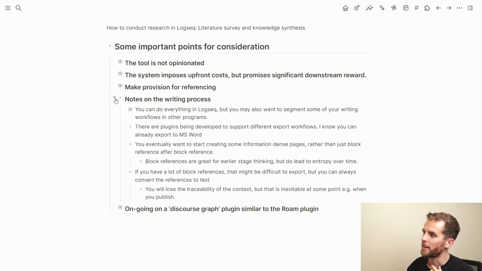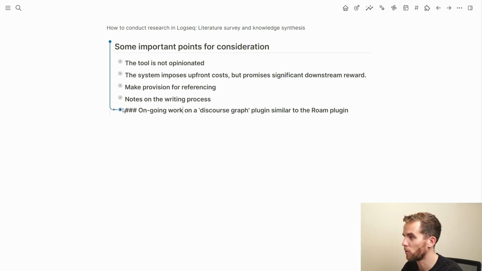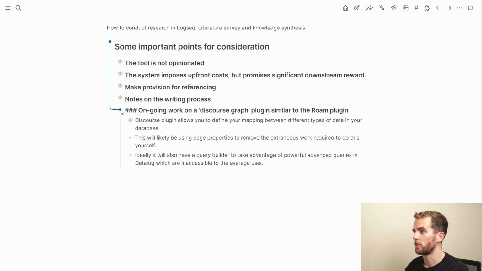Okay, so the ongoing work on a discourse graph plugin, similar to the Roam plugin. This is what I've been alluding to in the video, talking about using page properties or writing about the relationships inline versus using properties. It's not clear what the right answer is just yet, and exactly what the discourse graph plugin will use, but it promises a lot of potential. It's all about allowing you to define your ontology up front. So what are your entities and how do they relate to one another? And then how can you display that?